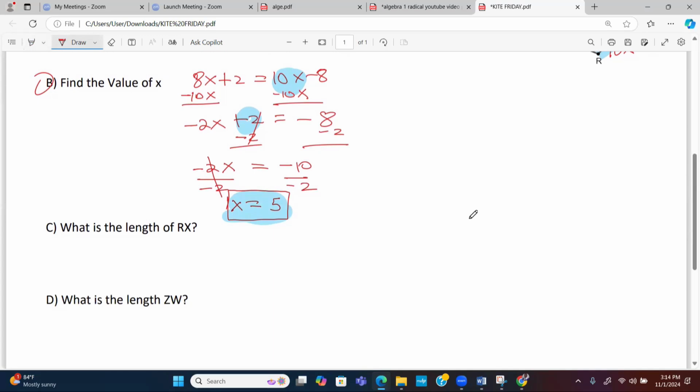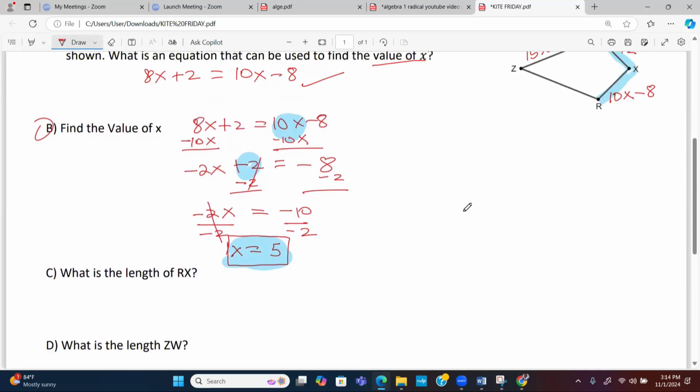Now that we know that x is 5, the question went further and it says, find the length of RX. An expression for RX is 10x minus 8. Because RX is expressed as 10x minus 8 right here, and x is equal to 5, we could now substitute 5 for x. So this becomes 50 minus 8. This is 42. So we have 42 for that.